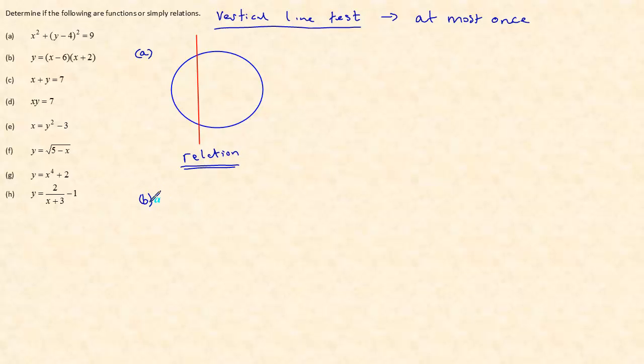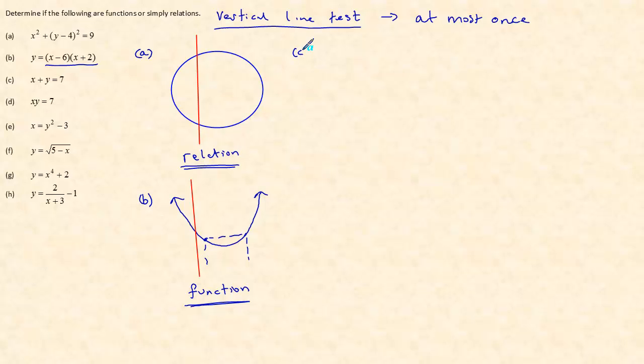Now let's look at B. If we expand that out, we can see that we have a quadratic. We know the shape of that graph. It's a parabola like this. Think about the vertical line as it goes across. It's only ever going to cut once. So that one is a function. And in actual fact, if we just go a step further, we can see that that would be a many-to-one function.